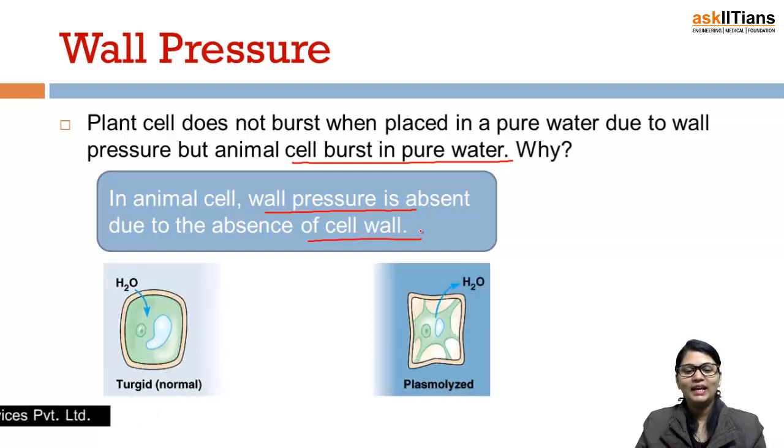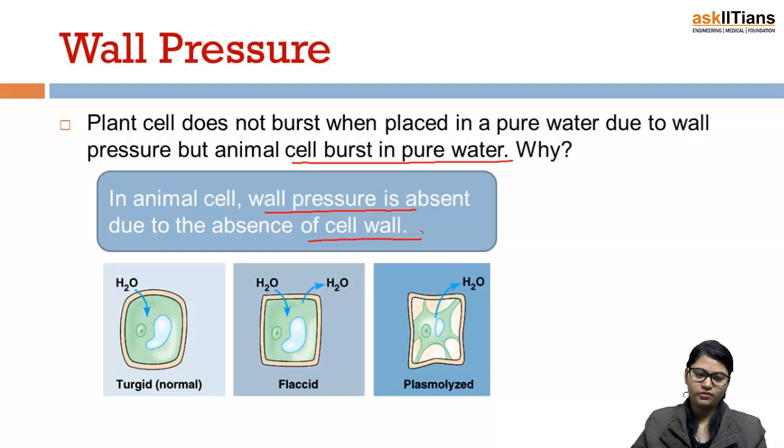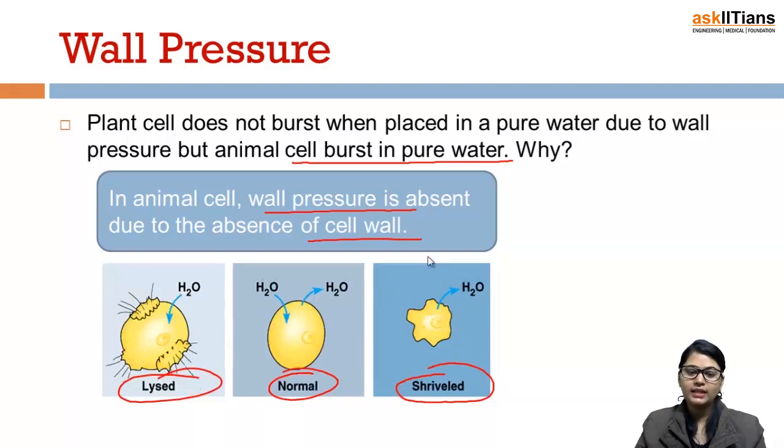Now, here are the three types of cells: the plasmolysed cell, the flaccid cell, and the turgid cell. This is in the plant. In the animal, this is lysed, this is normal, this is shriveled.